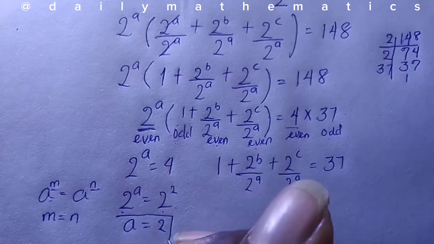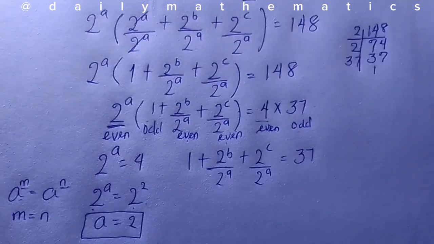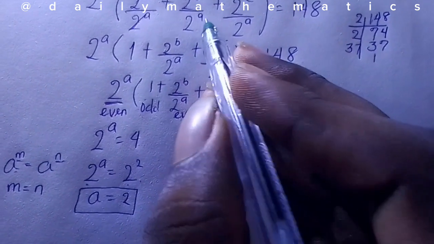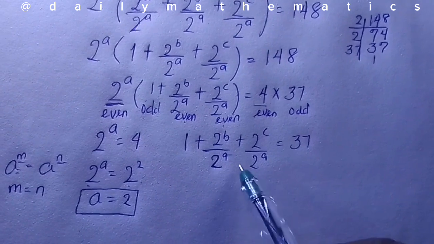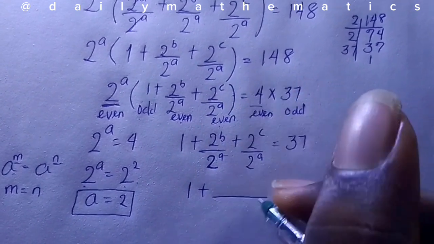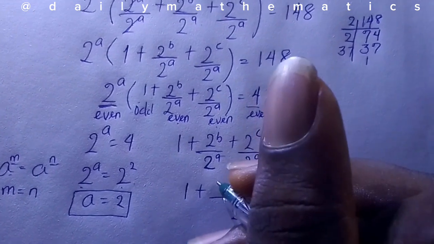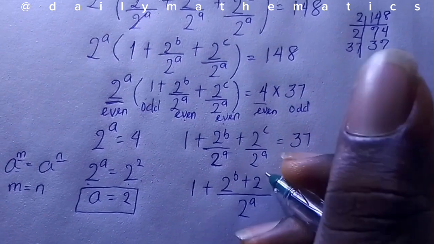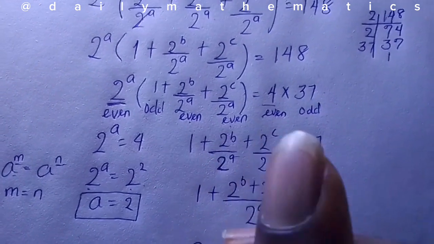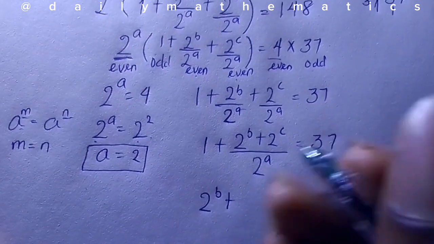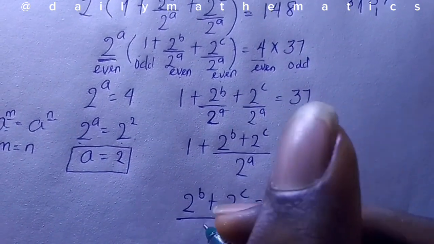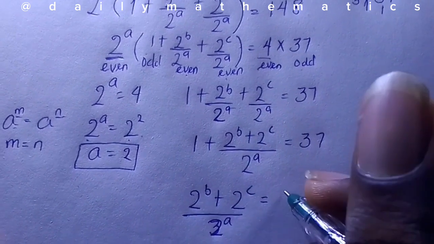So we have found a to be equal to 2, right? For this other part, let's go on. Just like we separated from here, we're going to join back together here because they have the same denominators. So from here we have 1 plus 2 raised to the power of a, right, 2 raised to the power of b plus 2 raised to the power of c equals 37. From here we bring this out: 2 raised to the power of b plus 2 raised to the power of c over 2 raised to the power of a equals 37.